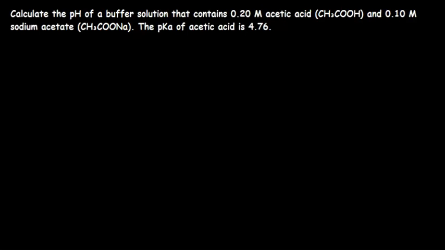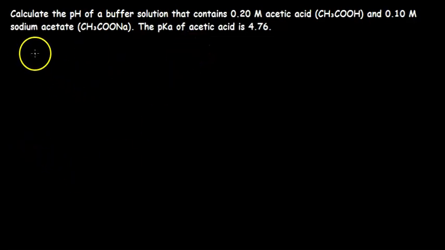Now let's look at one problem and then call it a day. Let's assume you're given this kind of problem which says you should calculate the pH of a buffer solution that contains 0.20 molar of acetic acid and 0.10 molar of sodium acetate. And we are given the pKa of acetic acid to be 4.76. How can we solve this problem?